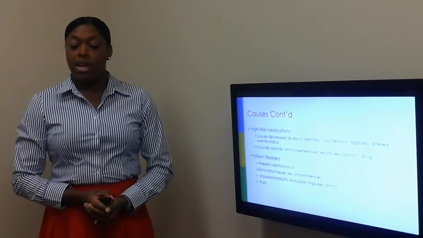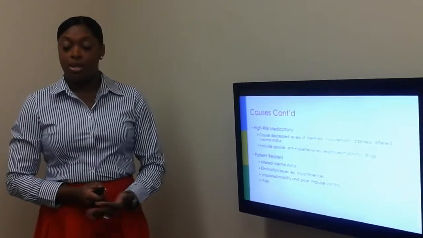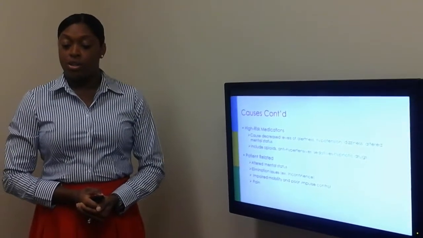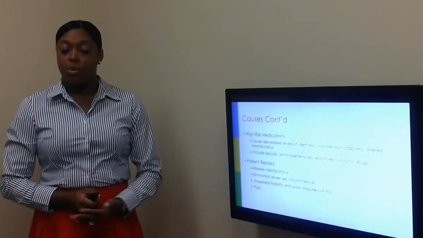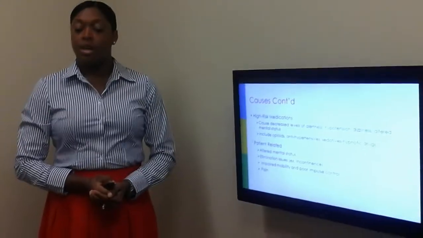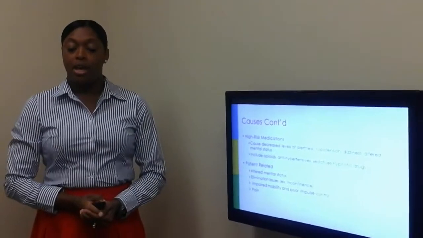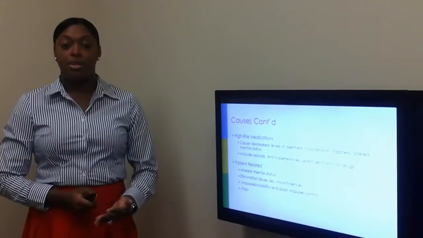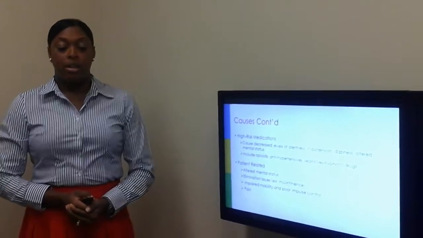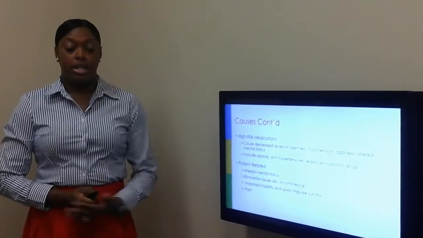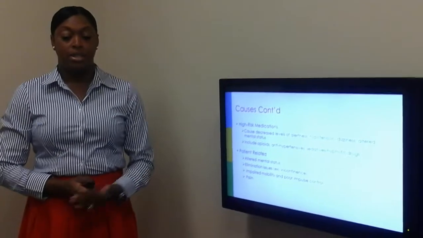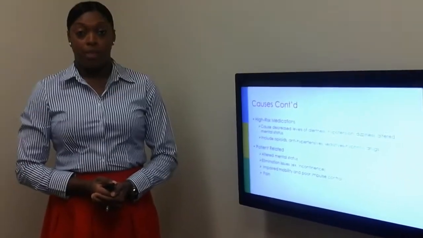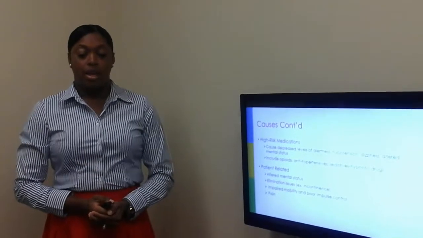Other causes include high-risk medications, many of which are opioids, antihypertensives, and hypnotic drugs. Those drugs typically cause decreased levels of alertness, hypotension, dizziness, and altered mental status. And of course, these are things that are changeable or can be decreased, but however, they still continue to be a problem, and they do contribute to falls.